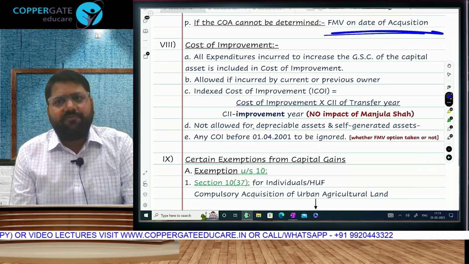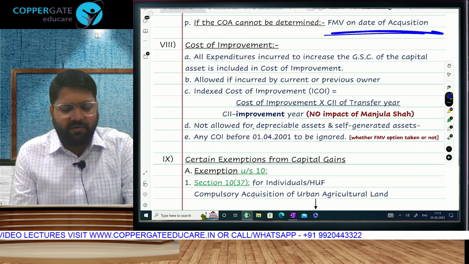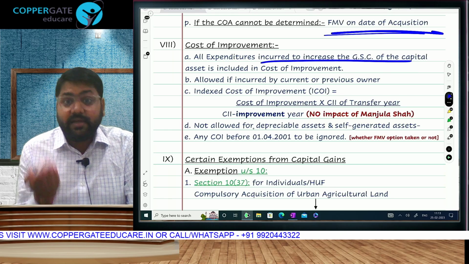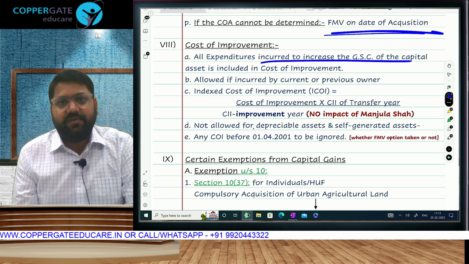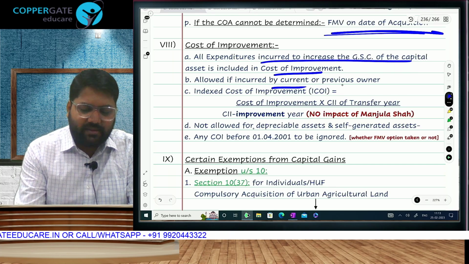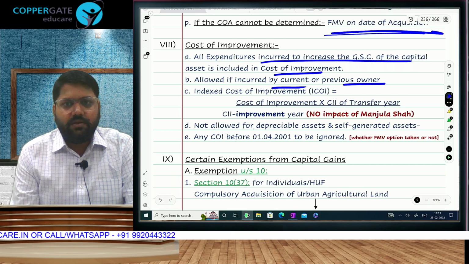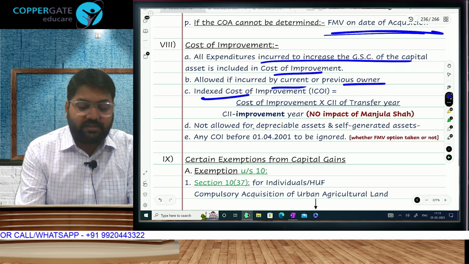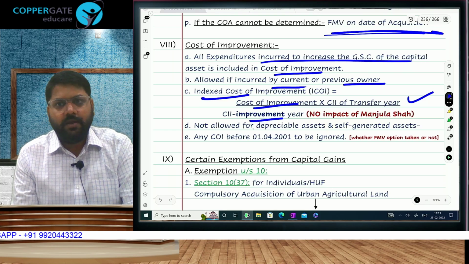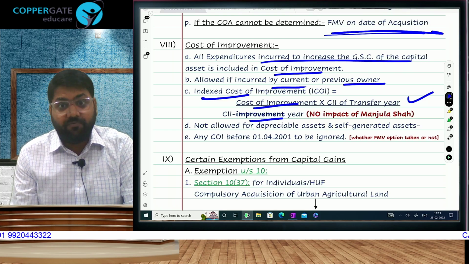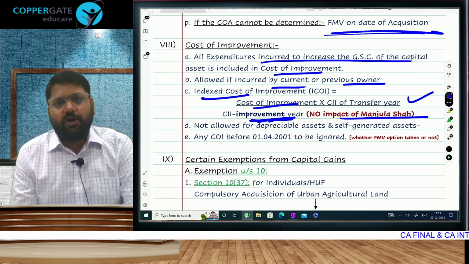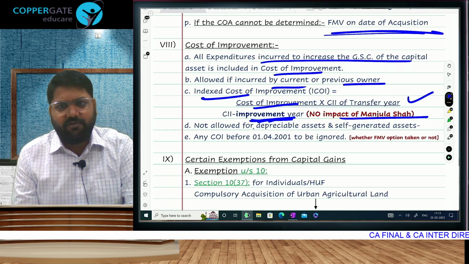Next, we have cost of improvement. One more deduction that we get from our net sale consideration. All expenses incurred to get enhanced value of GSC. To increase the value of your gross sale consideration, if you have incurred any expense, then that will be called cost of improvement. This can be incurred by the current owner or the previous owner, and it will also be eligible for indexation, where it is cost of improvement into CII of transfer year divided by CII of improvement year. Improvement year, irrespective of who did it, and therefore there is no impact of Manjula Shah, because the improvement year, anybody who has done it, we will take it from that year.